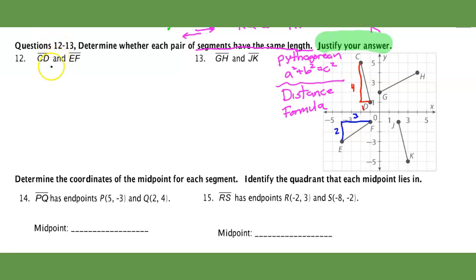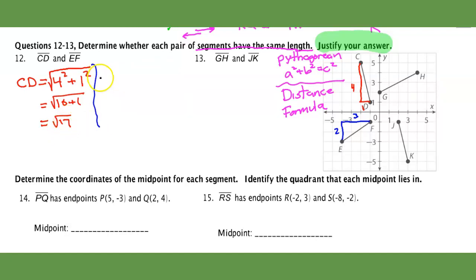So let's do the Pythagorean theorem for each. Okay, so the length of CD is going to be a squared plus b squared. So we're going to do 4 squared plus 1 squared, right? And then we're going to end up taking the square root. So we have the square root of 16 plus 1, which equals the square root of 17. We don't need to find out what that decimal is because we're just going to compare and see if EF happens to be the same measure, square root of 17, or not.